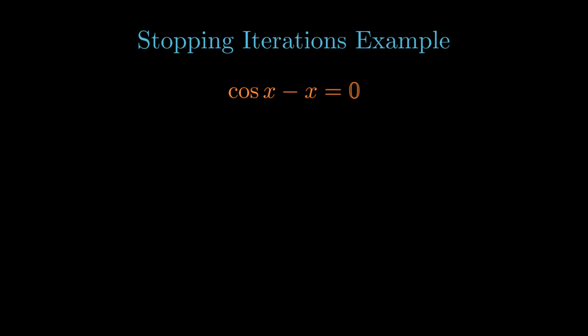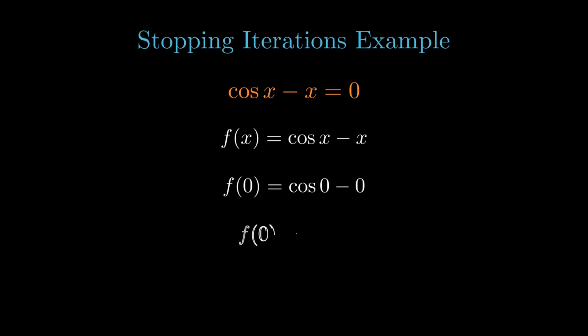Now we learn when to stop iterations using another example. We solve cos x minus x equals 0. Define the function. Substitute 0 into the function. Cos 0 equals 1. The answer is positive 1.